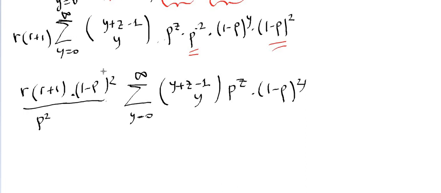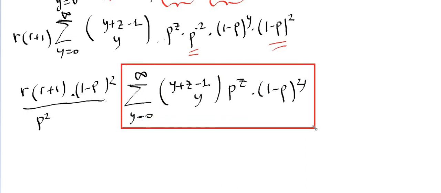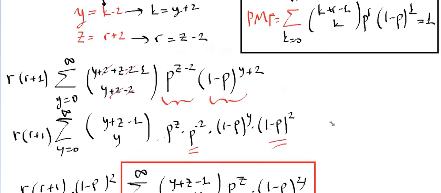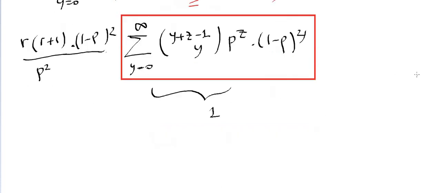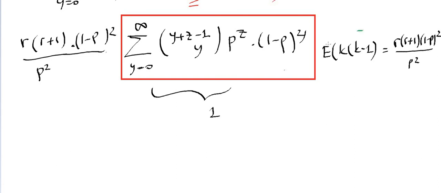So if you realize, this is exactly the same as our probability mass function with different variables. So this is equal to 1. And 1 times that will be our expectation of k times k minus 1, which is r times r plus 1, 1 minus p the quantity squared over p squared. Now we're going to use this for our expectation of k times k minus 1.